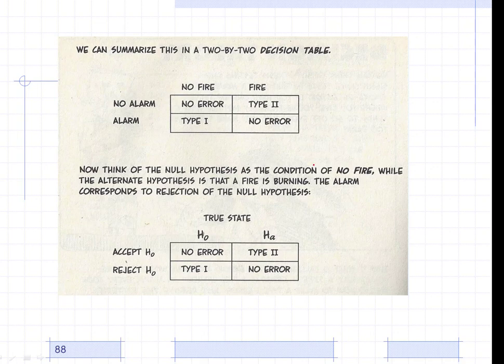So when we talk about the null hypothesis, that's like no fire. Where the null hypothesis is true and we don't reject it, that's good. But if we reject it when it's actually true, that's type 1. If the alternative hypothesis is true and we don't reject the null hypothesis, then we have made a type 2 error. If the alternative hypothesis is true and we reject the null hypothesis, then again there's no error.